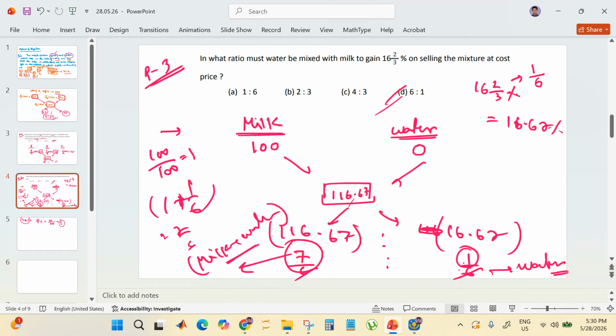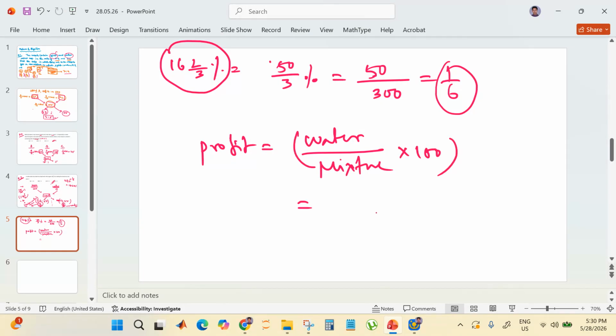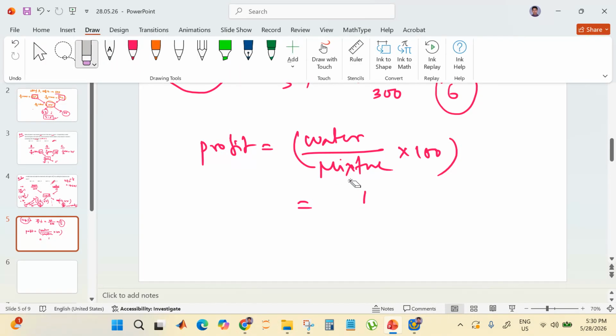So basically milk will be 7 minus 1, that is 6. Only milk is 7 minus 1, because milk plus water is 7 and water is 1. That means milk is 6 and water is 1, already I have written 1 here. So the answer is 6 is to 1. Another process is there: profit means what? Profit means the amount of water you mixed, right? This is the profit. So water is 1, not mixture, it is milk.